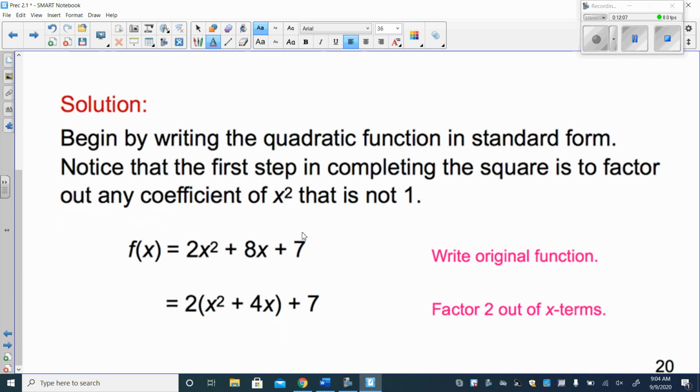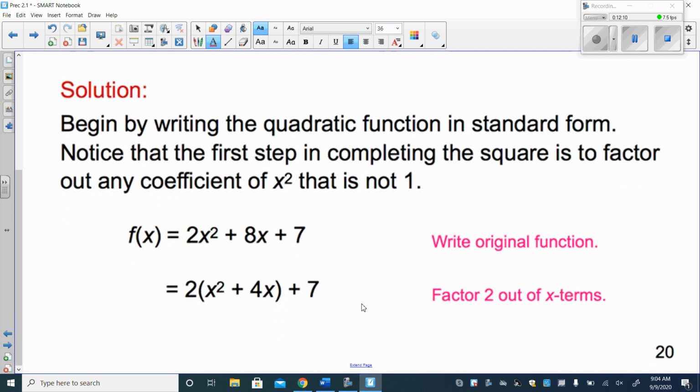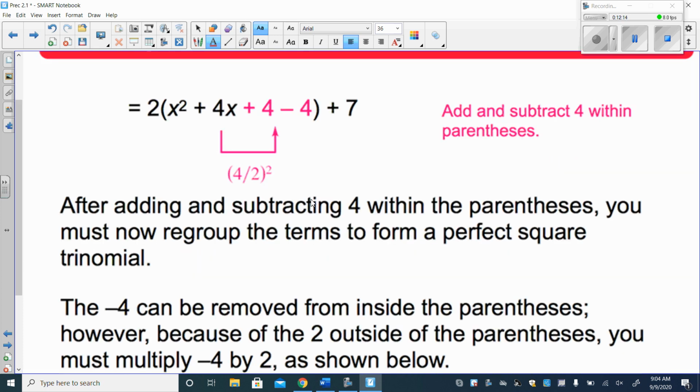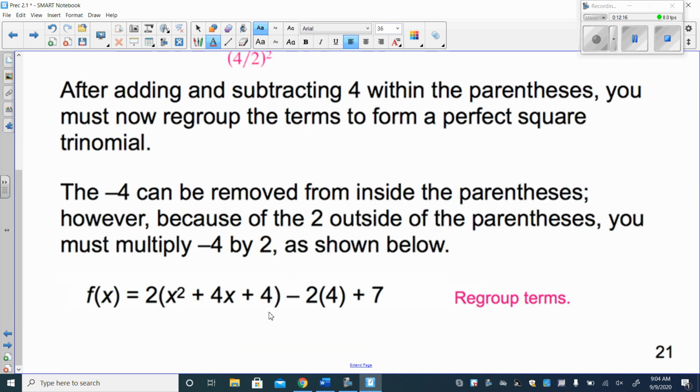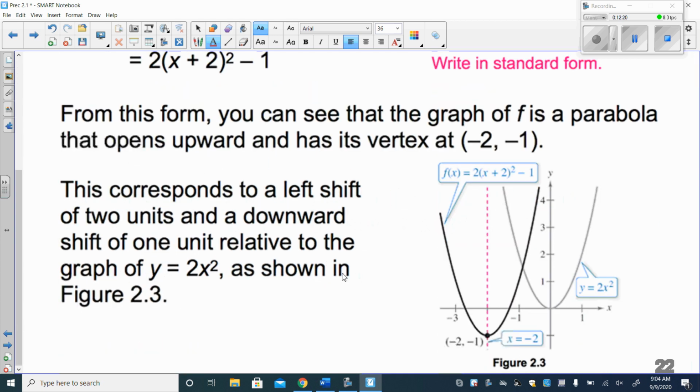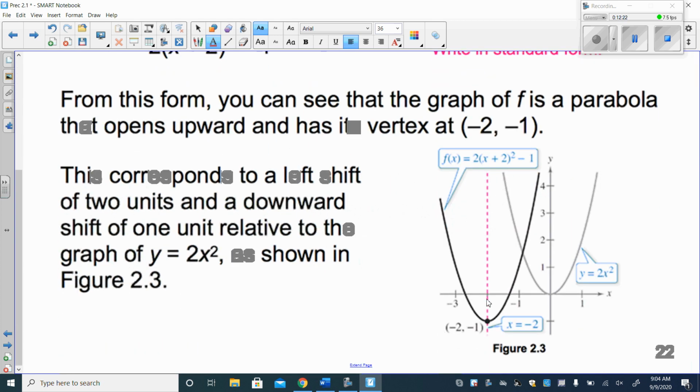So we split that up like it showed, then we use completing the square, multiply on the outside, regroup the terms, and simplify. So here, our axis of symmetry is x equals negative 2, and our vertex is at negative 2, negative 1.